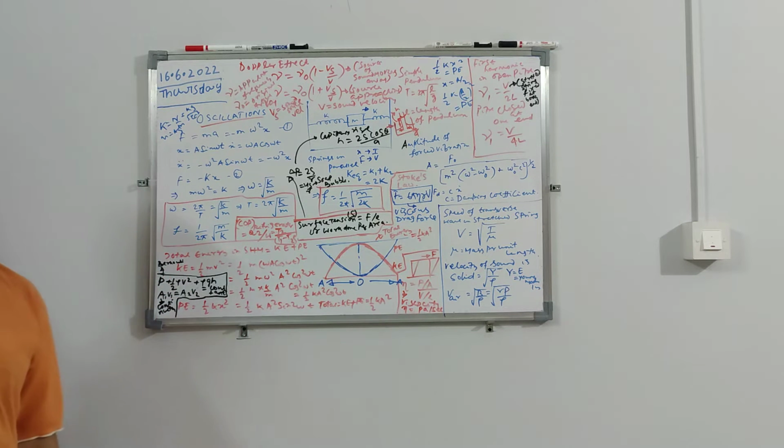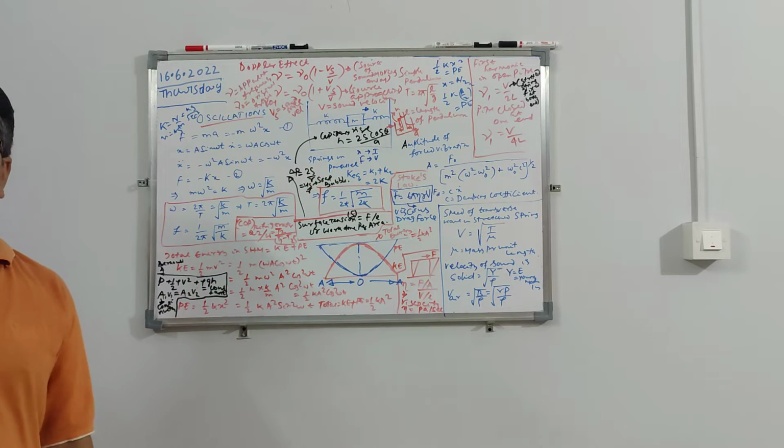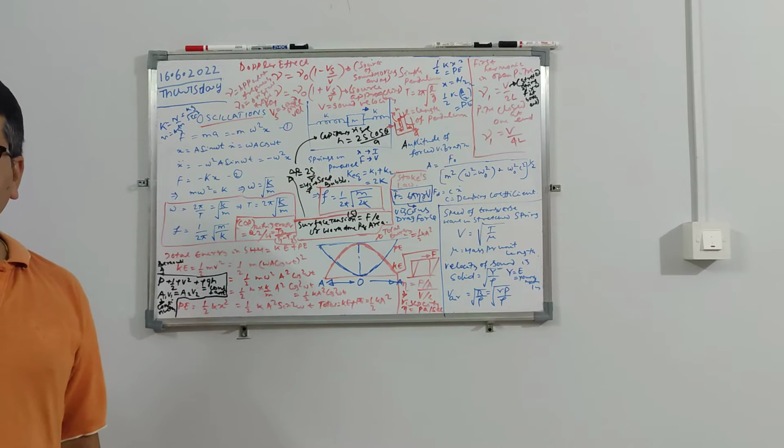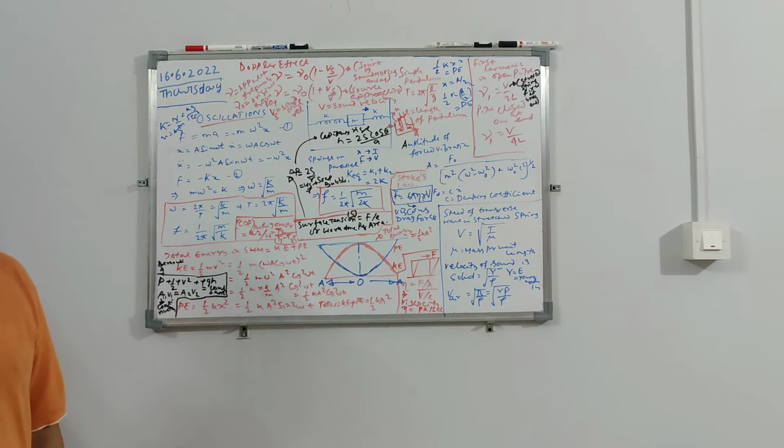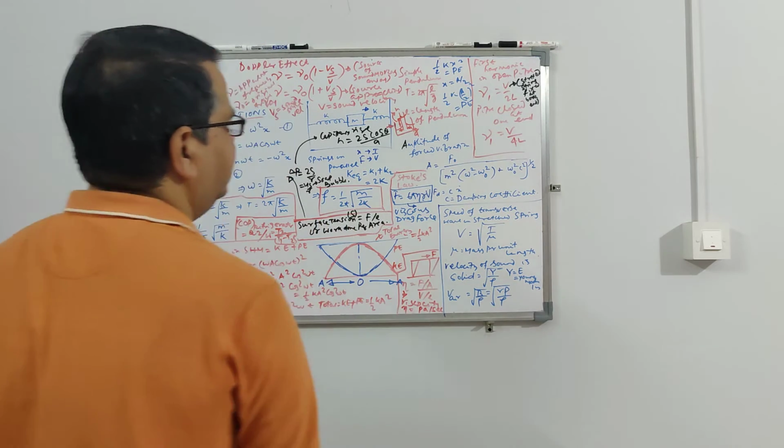What is terminal velocity? When slowly it starts moving at a constant velocity. Initially, because of acceleration due to gravity, it will try to accelerate, but there will be a resistive force. When they balance each other, you don't have any net force. That time it will start moving at terminal velocity. So that is one.